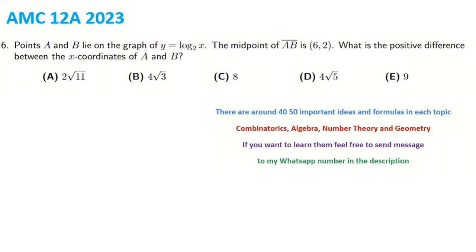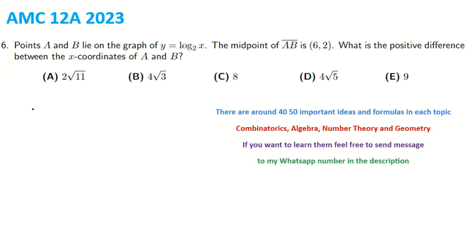AMC 12-8-2023, problem 6. Points A and B lie on the graph of y equals log x to the base 2. The midpoint of AB is (6, 2). What is the positive difference between the x coordinates of A and B?